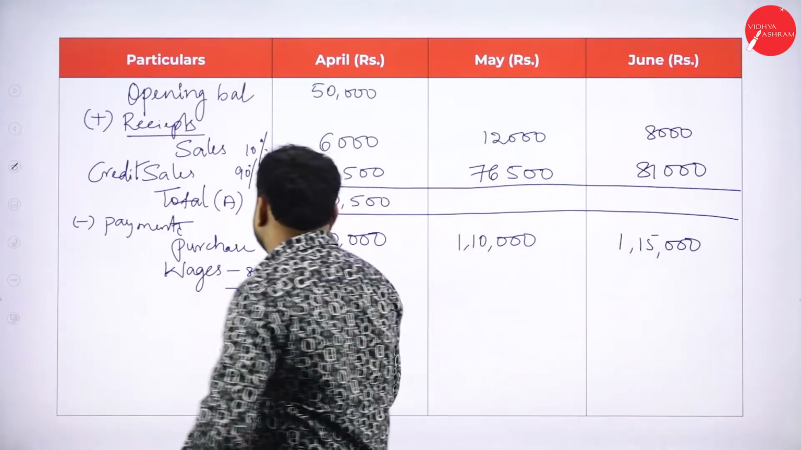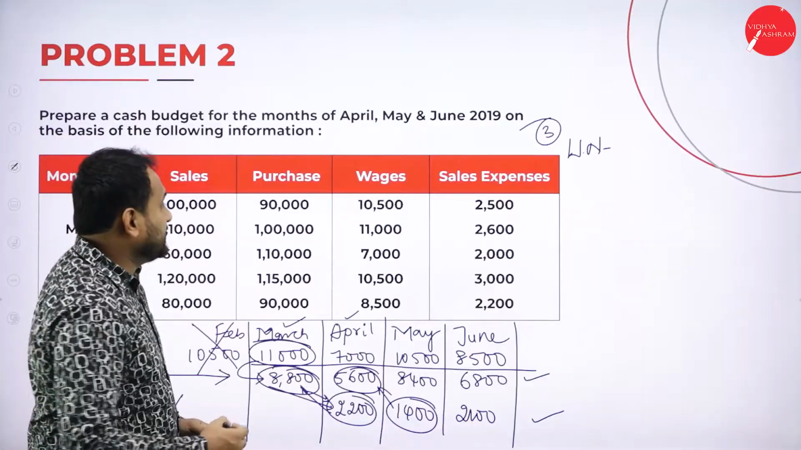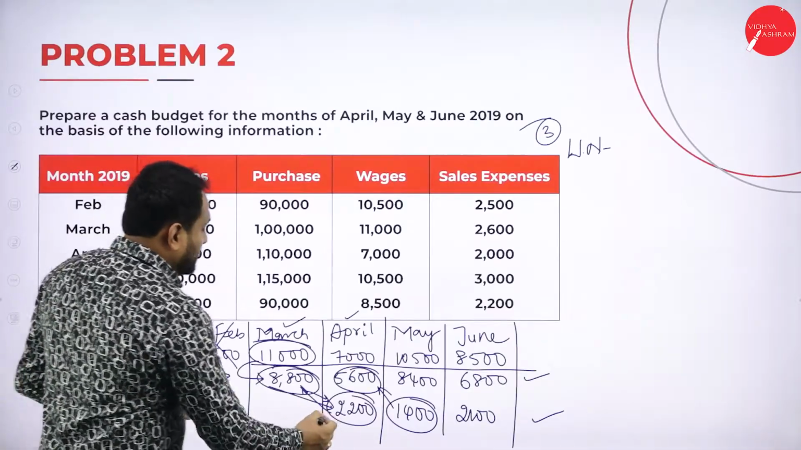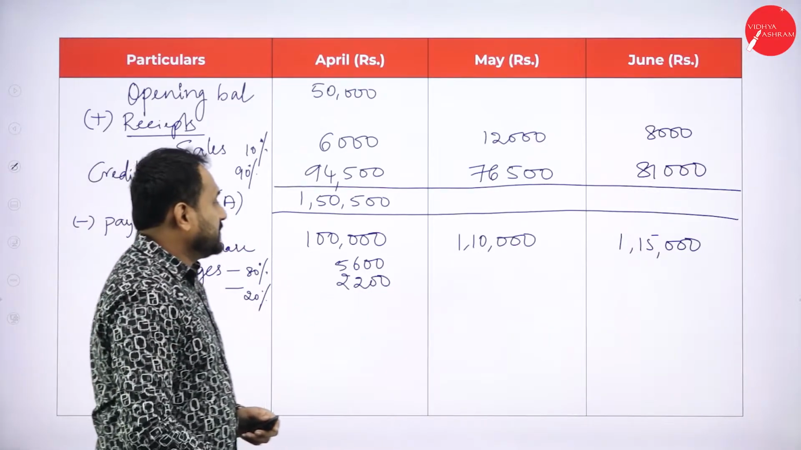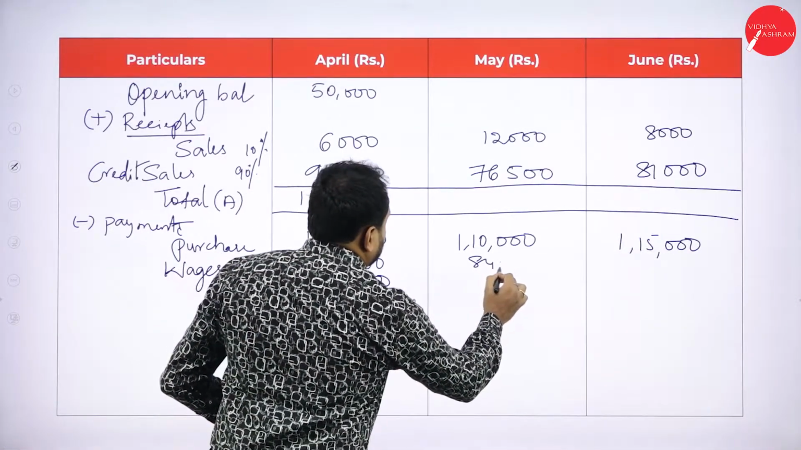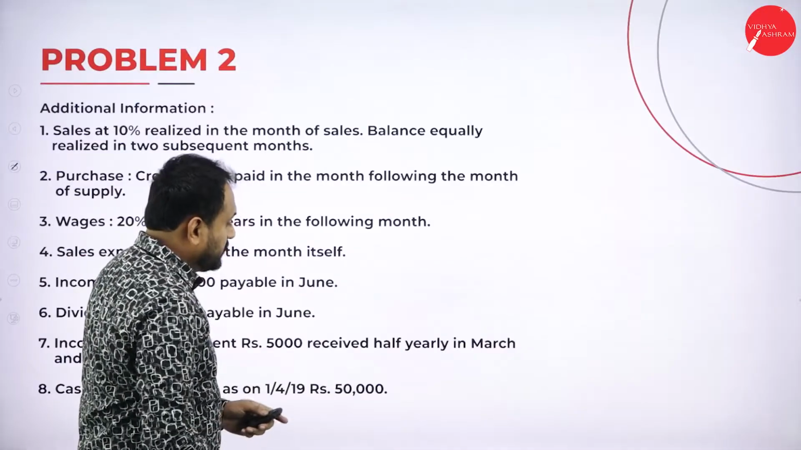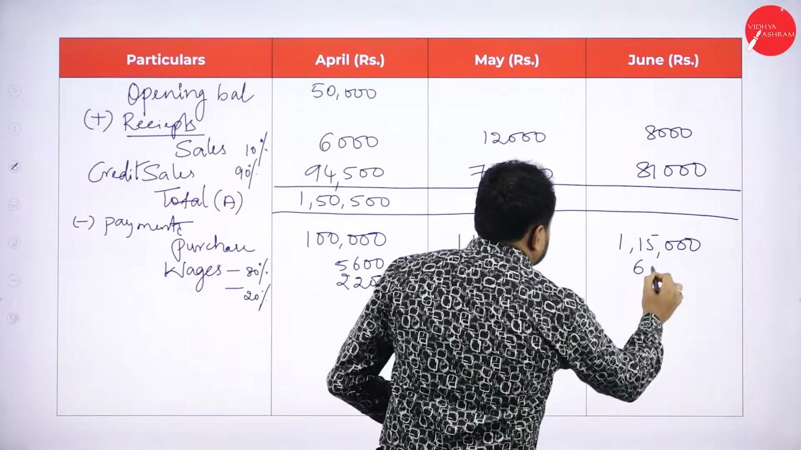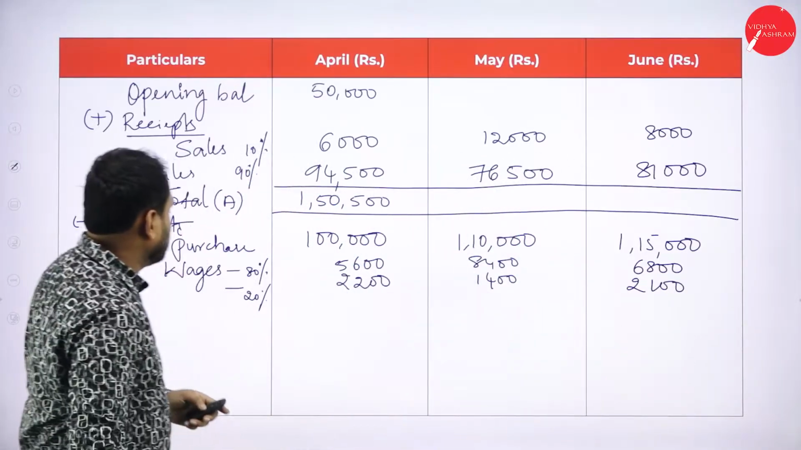What exactly is it? 80%, how much is it? April. Understand, this is what 80% is: 5,600. Next here, 20% is what? 2,200. This is the 20% and the 80%. Next we have May: 8,400 and here 1,400. Then we have 6,800 and then we have 2,100. Let's go with these. So this is the wages.